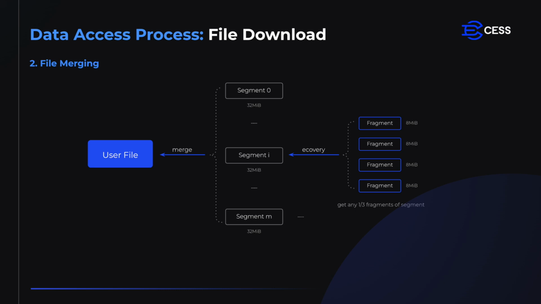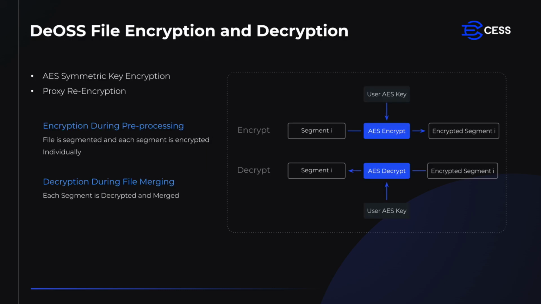File merging. When DeOSS retrieves data fragments from various sources, be it a storage node, cache node, or another peer DeOSS instance, it uses the Reed-Solomon algorithm to reconstruct the complete data segments. This reconstruction process is guided by the file metadata, which provides the necessary information for accurately assembling the data. Once the data segments are restored, DeOSS merges them in the correct sequence to form the complete file. This file merging process effectively reverses the earlier file pre-processing steps, ensuring that the data is fully and accurately restored for user access.